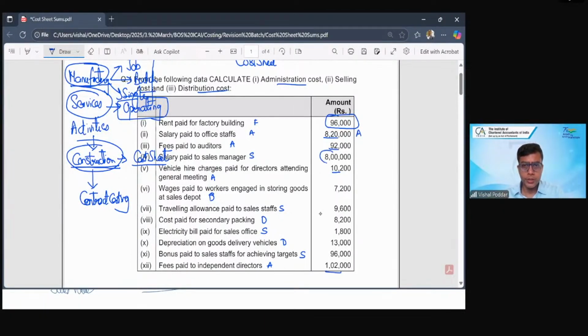Then this, this, this, and this will add up to make my selling total. And the remaining unmarked, okay, I'll put a tick mark, will add up to make my distribution total. So underlined ones are administration, circled ones are selling, and tick mark ones are distribution. And this box you have to ignore because they have not asked for the factory amount.